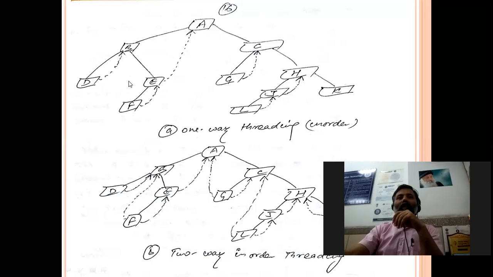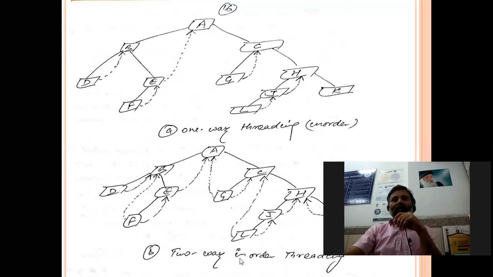Similarly, according to in-order traversal, after F, E will come. So the right pointer of F will point to E, and so on. After E, A; after G, C; after L, J; after J, H. So mind it, we will replace the null pointer of those nodes which have the right pointer as null. So this is one-way threading. Here we are just replacing the right pointer only.